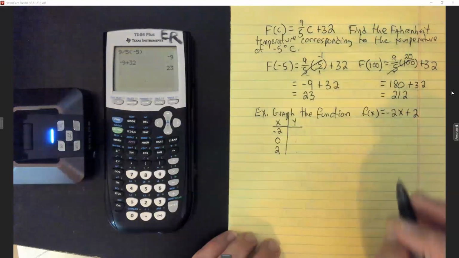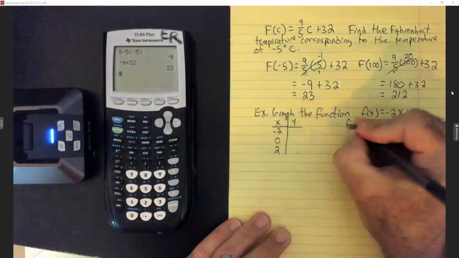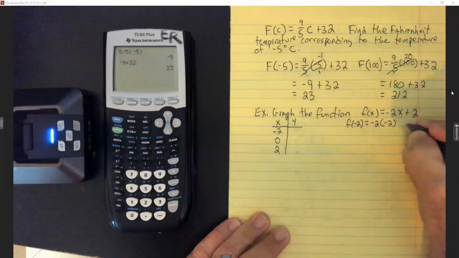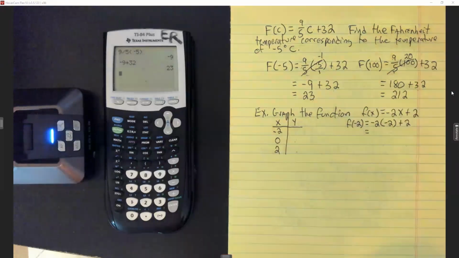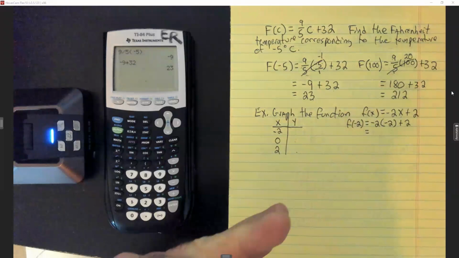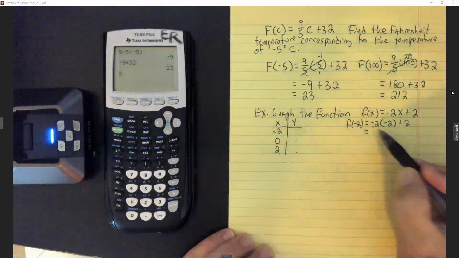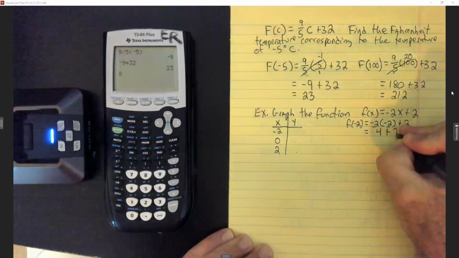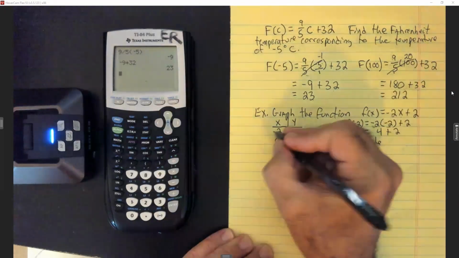So let's see, first I'll put a -2 in for the x. So f of -2 will equal -2 times -2 plus 2. So follow your PEMDAS: parentheses, then exponents, multiply and divide left to right, add and subtract left to right. So the first thing I got to do is multiply. So -2 times -2 would give me a 4 plus my 2, and then 4 plus 2 would be 6. So when x is -2, y will be 6.